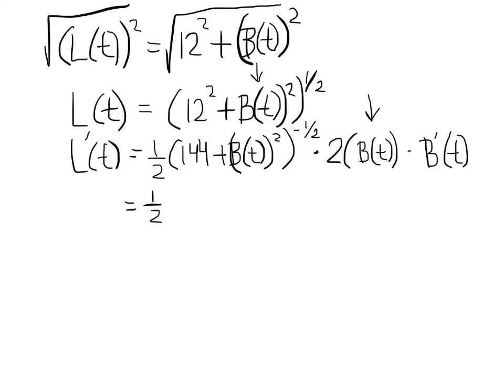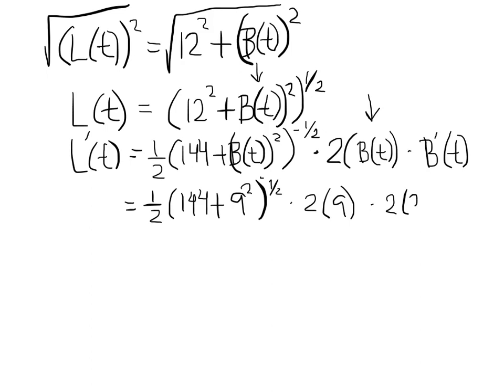So I'm going to have 1/2, 144, and b of t is 3. So it's 9, so it's plus 9 squared to the negative 1/2 power. Okay, times 2 of b of t, and b of t at 40 is 9, times 2 of the derivative at 40, which would be 2.5. Okay, wait, did I do that right? Oh no, not 2 times it. I'm sorry, my mistake there. I thought I did something wrong. Okay, just be times 2.